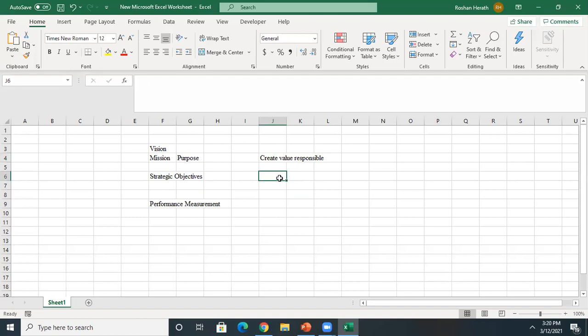What are they? They have strategic objectives like, say, create value for shareholders. It's very obvious, no? So one of the objectives is to create value for shareholders, right? It is cascading down from this vision, mission, or the purpose.